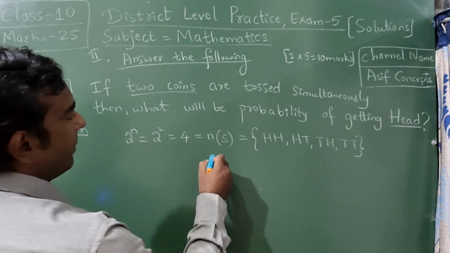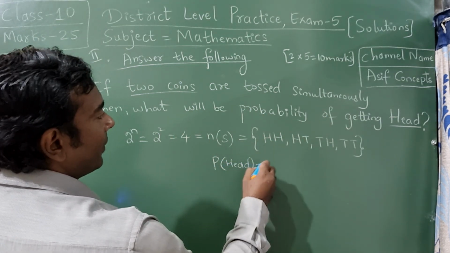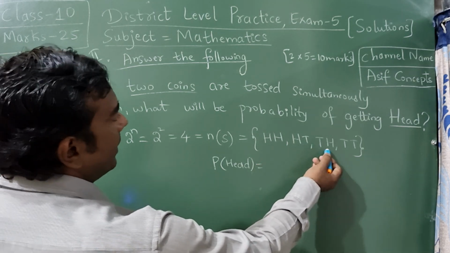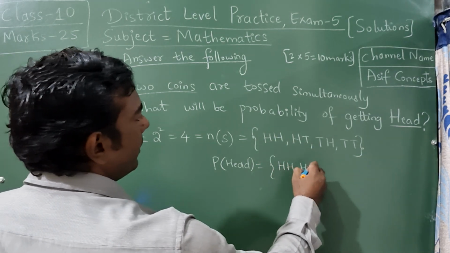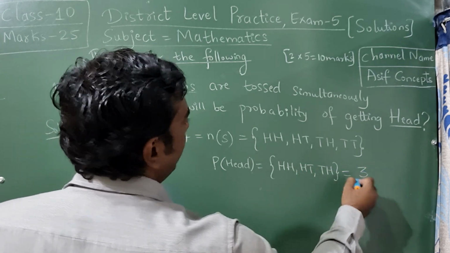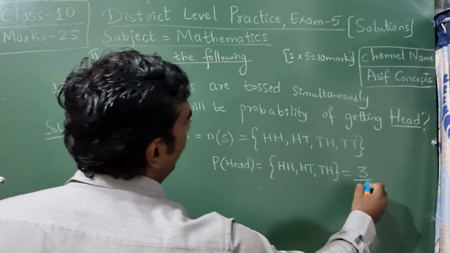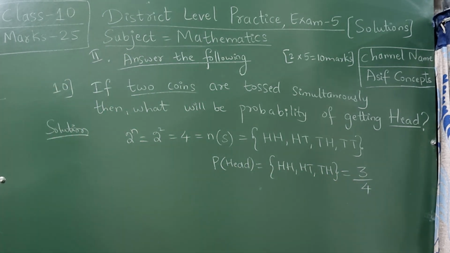Now what is the probability of getting head? This is head, this is head, this is head, and this is no head. So head head, head tail, tail head. So how many are there? There are 3, and total is how much? 4. So probability of getting head is 3 by 4.